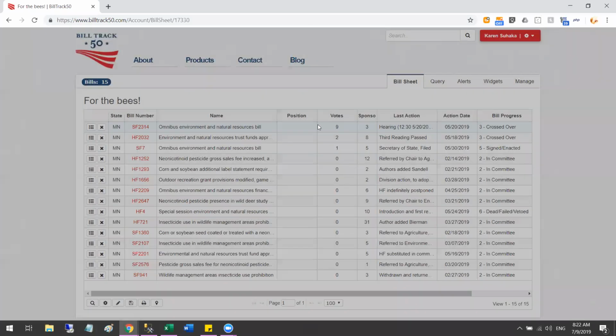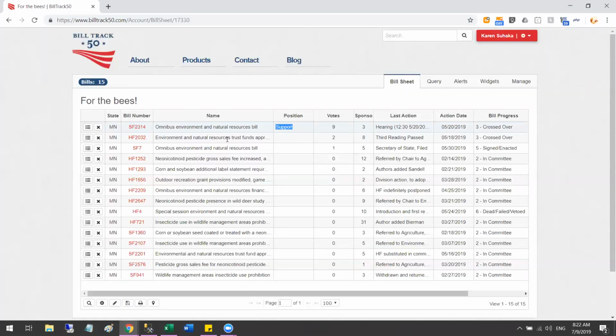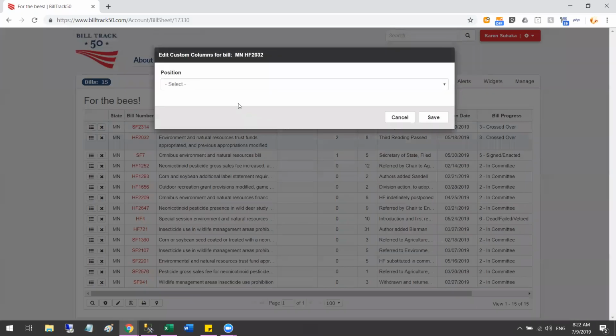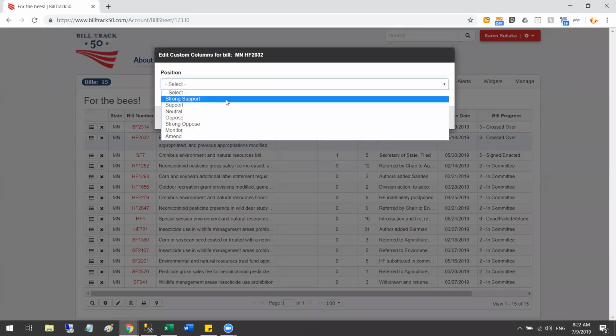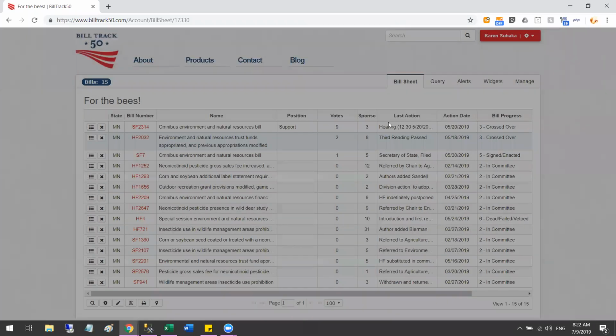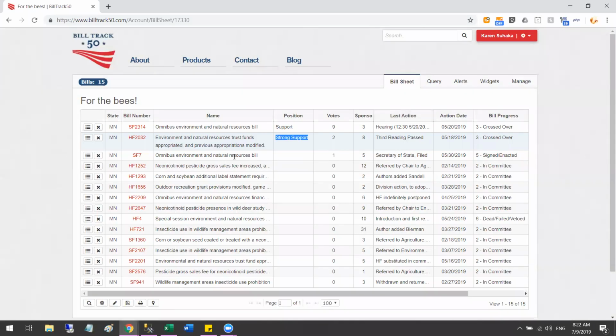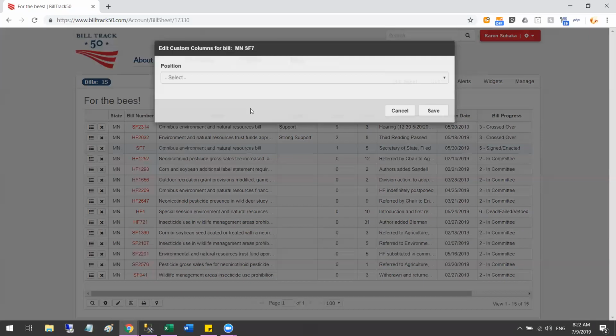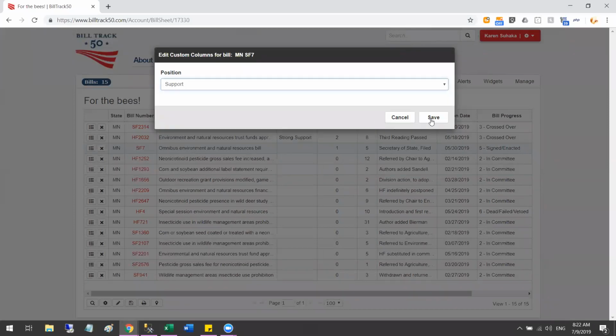Great. And then Environment and Natural Resources Trust Fund. I've already read that bill and I know that that is one that I really like. Okay. And then this is the version of this that actually passed. So this was the House version. It was the Senate version that actually went through. So that is a support as well.